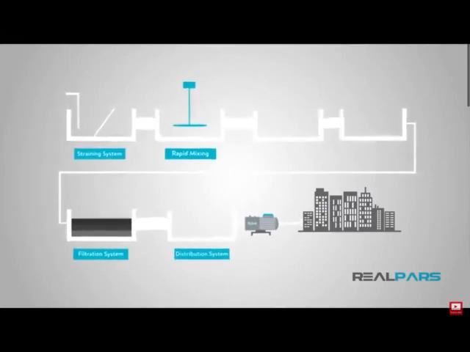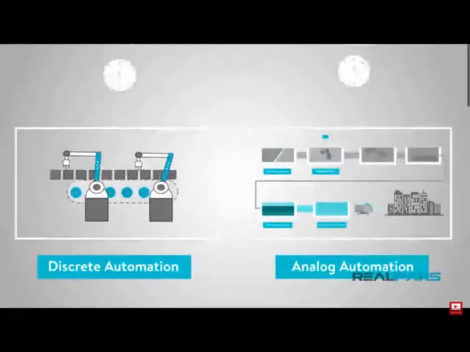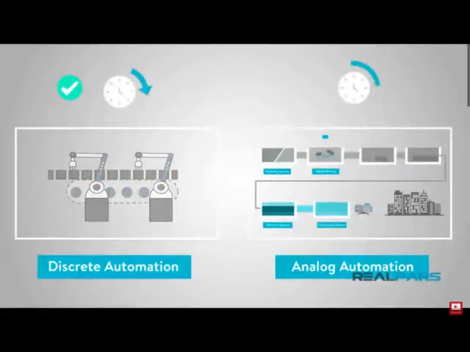In other words, all of the processes that it takes to treat water are affected by both short and long-term shutdowns. As you can imagine, the shutdown ramifications may be much greater with analog automation than they are with discrete.